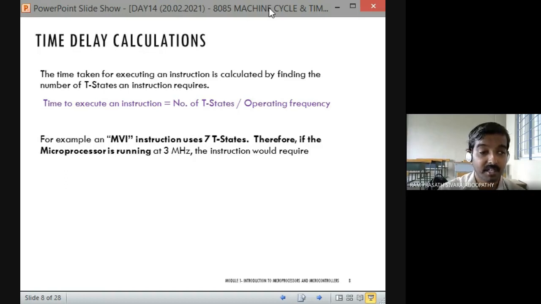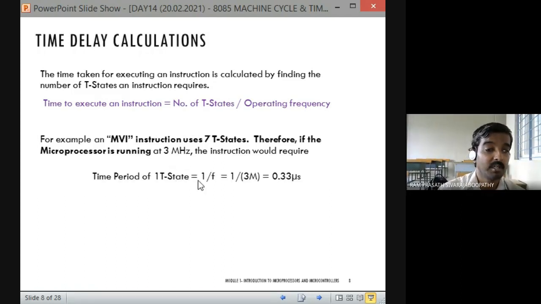If the processor is running at 3 megahertz, that means the frequency is 3 megahertz. Okay. What about the time period? What will 1/3 be? 0.33 micro. 1/mega is micro, correct? So the time period of 1 T state is 0.33 micro if the operating frequency is 3 megahertz. Observe the question carefully. If it is 2 megahertz, then it becomes 0.5 microsecond, correct?